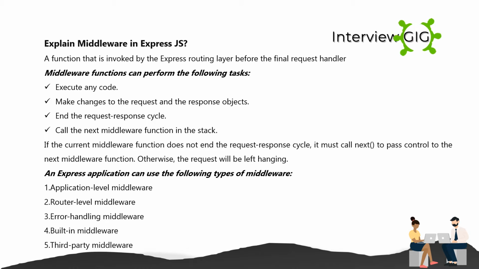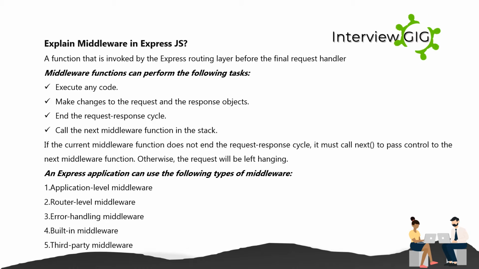Explain middleware in ExpressJS. A middleware is a function that is invoked by the Express routing layer before the final request handler. Middleware functions can perform the following tasks. Execute any code. Make changes to the request and the response objects. End the request response cycle. Call the next middleware function in the stack.